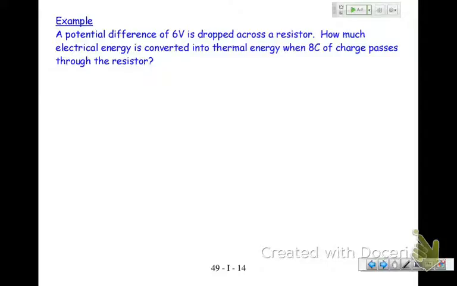A potential difference of 6 volts is dropped across a resistor. How much electrical energy is converted into thermal energy when 8 coulombs of charge passes through the resistor? Can you do that for me, please? I'll put some answers up.